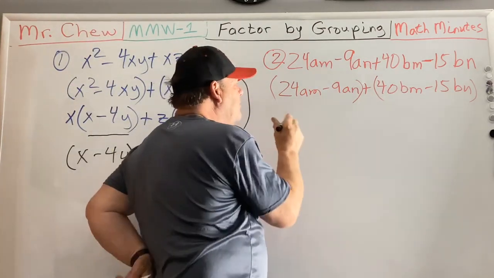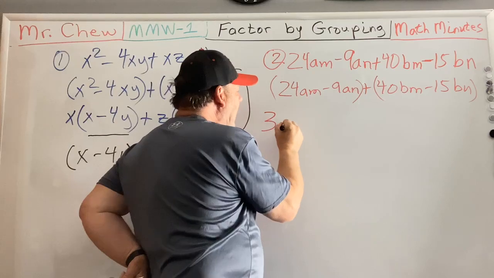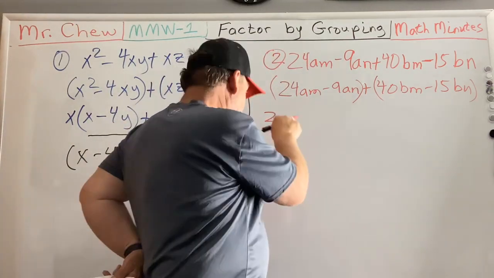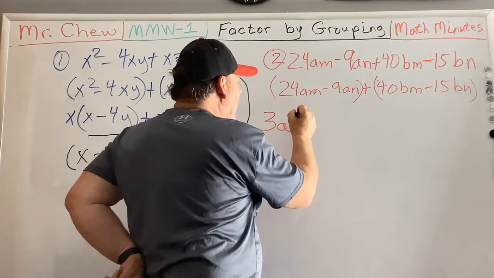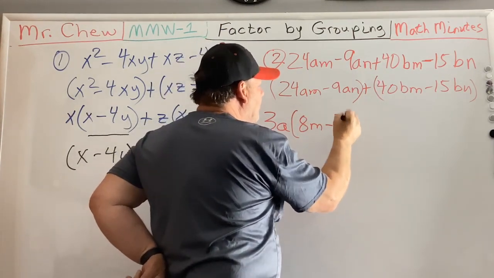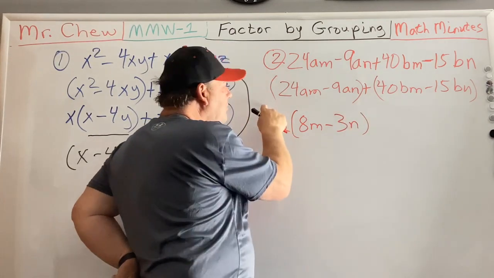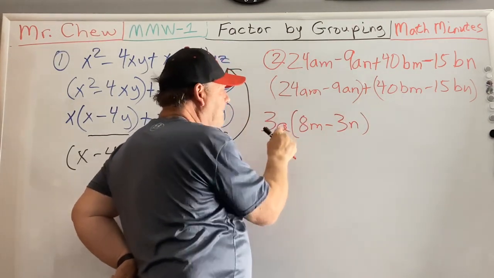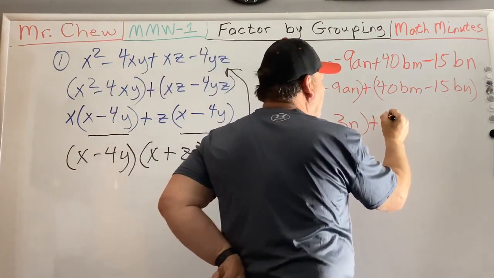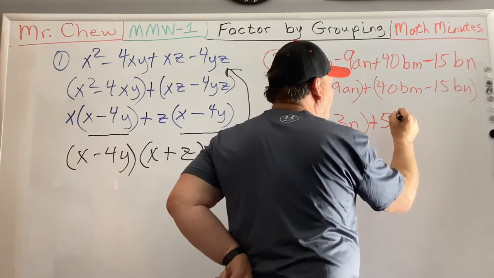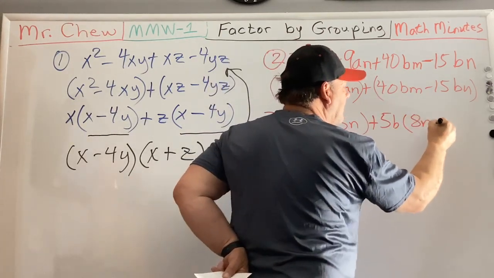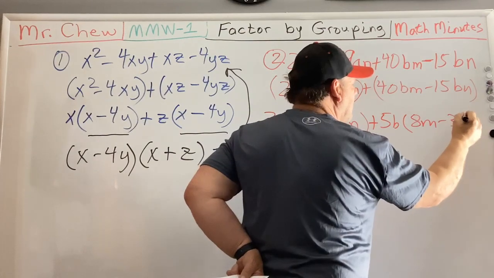I factor out a GCF of 3a, and there are other videos when you subscribe to my YouTube channel about factoring out the GCF. This is 8m minus 3n, and I can use the distributive property here to get this back. For the second group, the GCF is 5b, and that's 8m minus 3n.